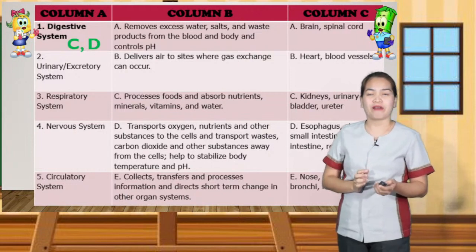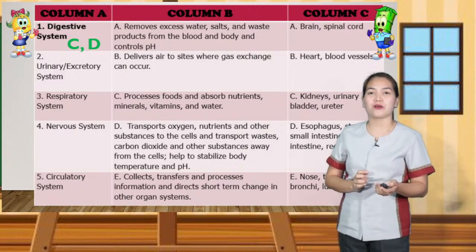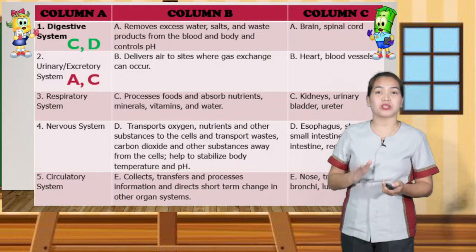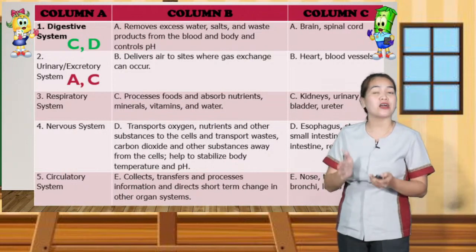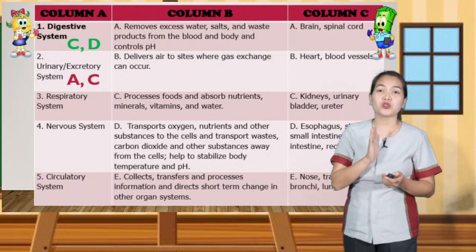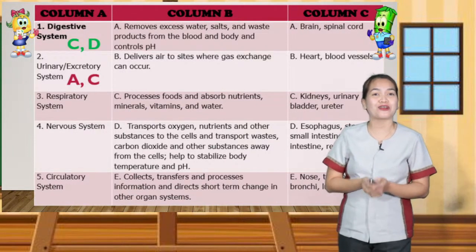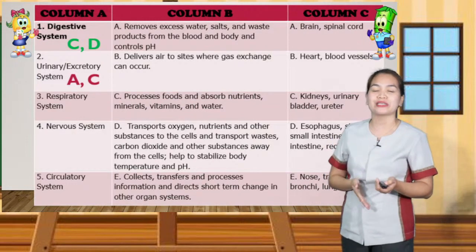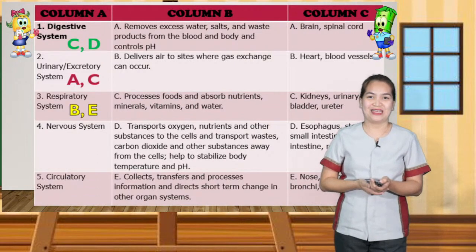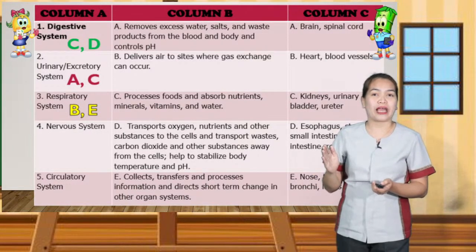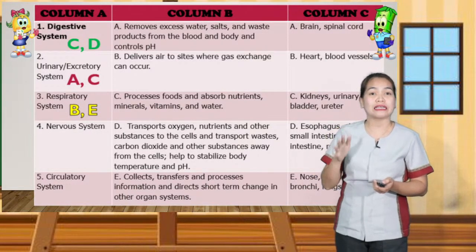Okay, very good. Next, we have the other system, the urinary or excretory system. The function is in letter A, and the major parts involved are in letter C. Very good. What about the third one, the respiratory system? Okay, the function is in letter B, and the major parts are in letter E.